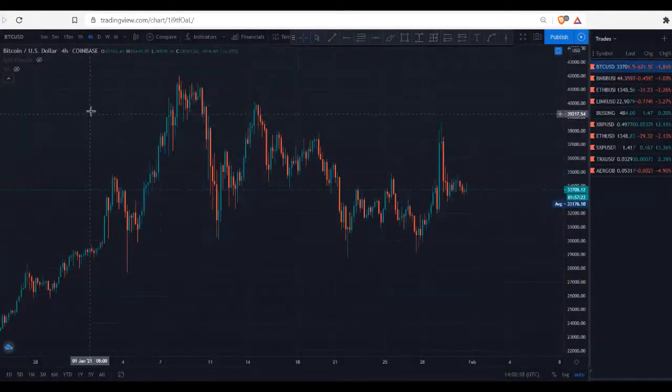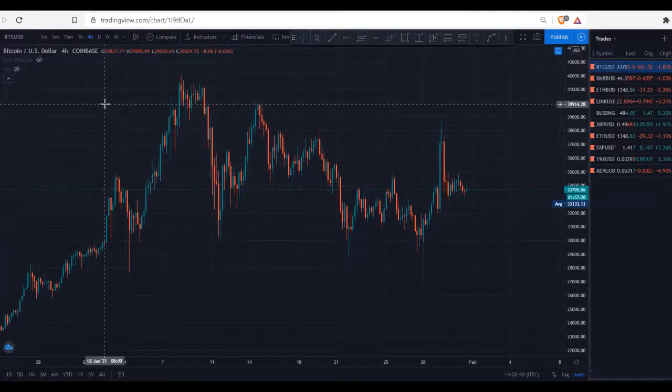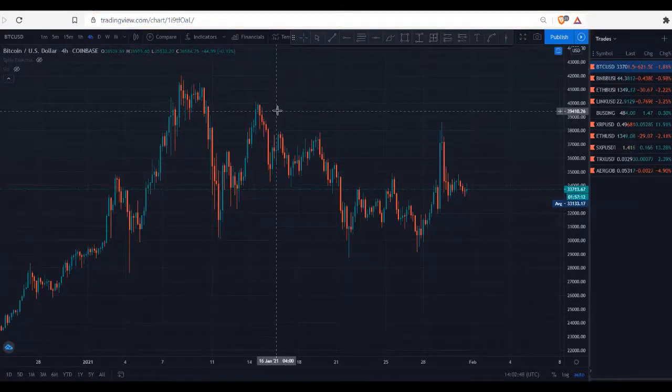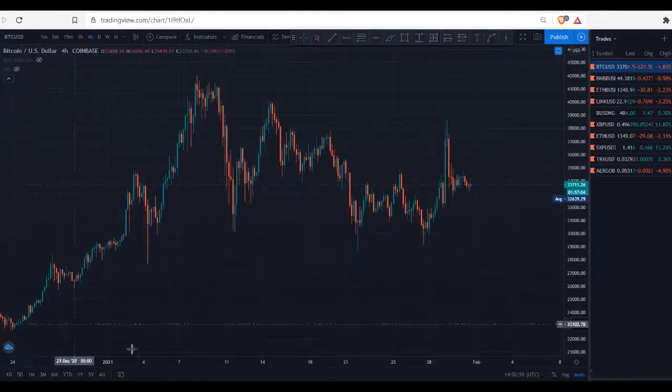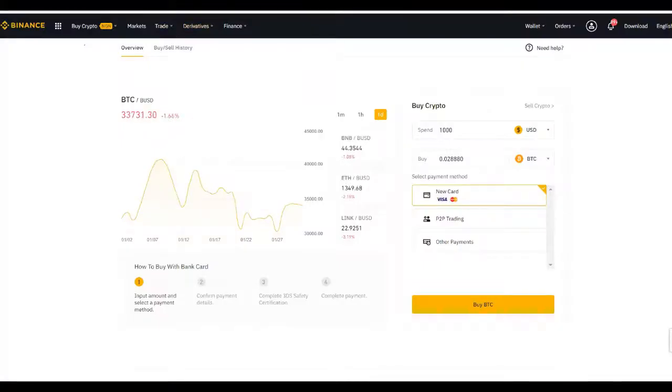Now this website or web application I'm using is TradingView. It's a chart for analyzing the market, for doing your technical analysis. Every exchange on either mobile phone or website has TradingView or a charting tool integrated into it. So for Binance, for instance, you will see a chart for analyzing the market.